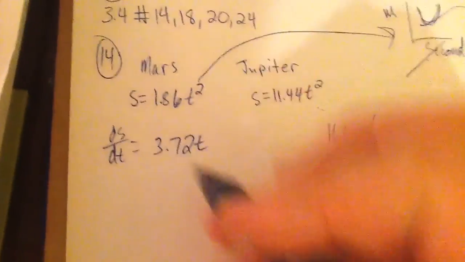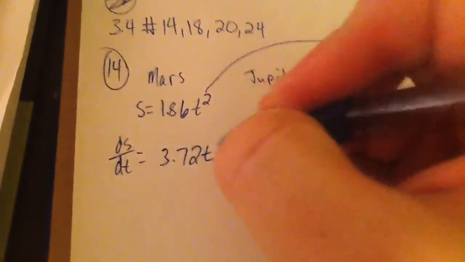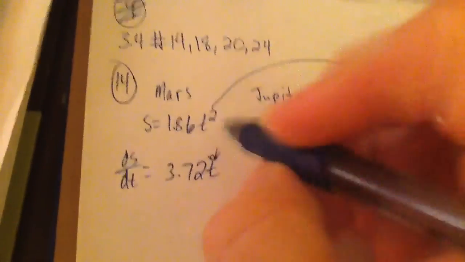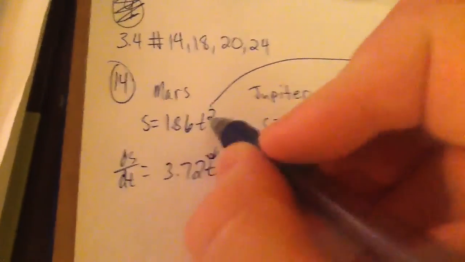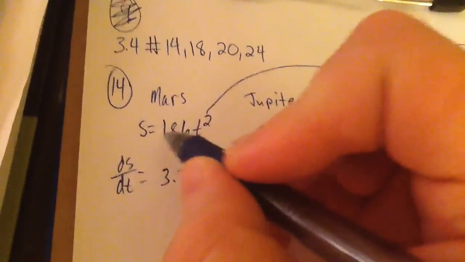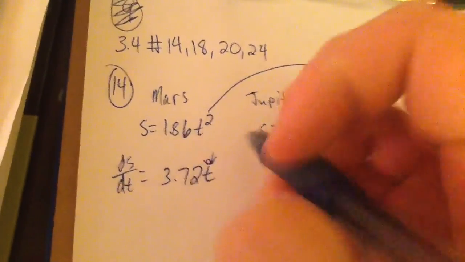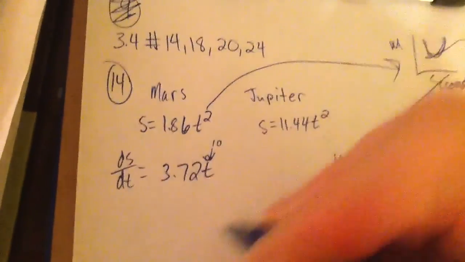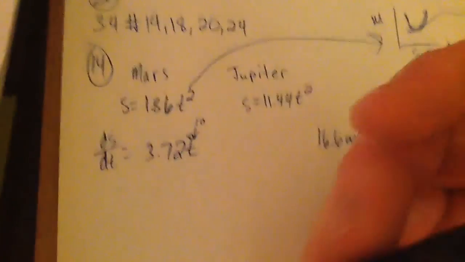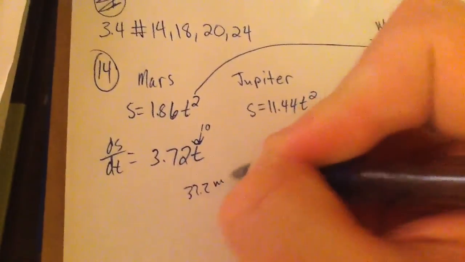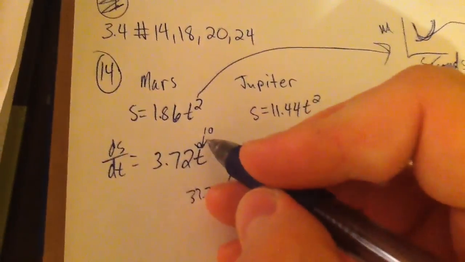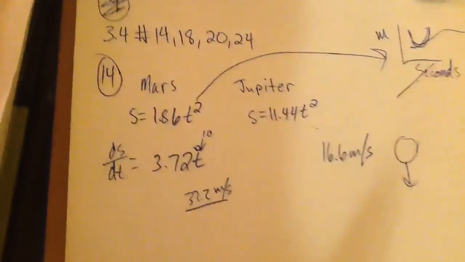That's your velocity equation. So if you plug in numbers for t here, like earlier we plugged in 10 for t and got 186 meters, that means if it fell for 10 seconds, it would fall 186 meters. If you plug in 10 for t on this one, you get 10 times 3.72, which is 37.2 meters per second. That means after 10 seconds, it would be traveling this fast.